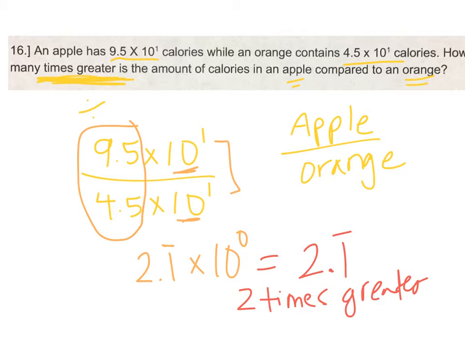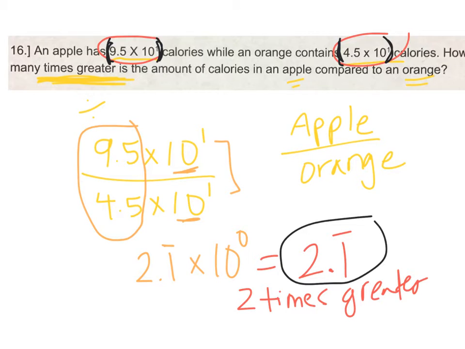So you could put these in standard form and divide them if you wanted. You could use your calculator and make sure you put your parentheses, use your grouping symbols. But you should get the same answer each time you do it. 2.1 repeating, or 2 times greater. The apple is 2 times greater than the orange in calories.